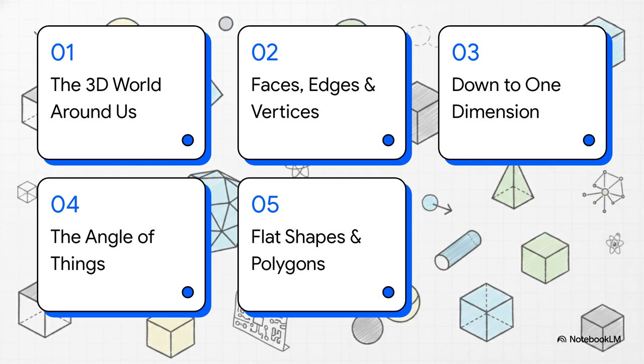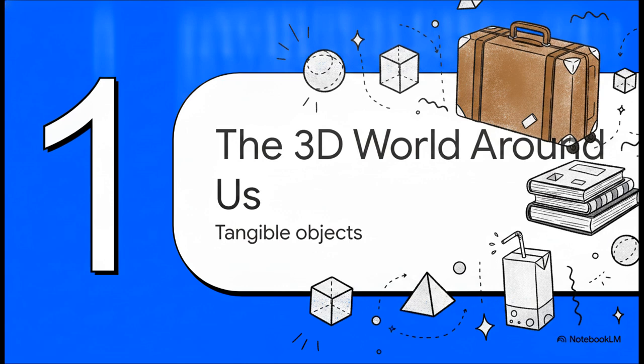Here is the roadmap for our journey. First, the 3D world around us. Then, faces, edges, and vertices, followed by down to one dimension. After that, we'll look at the angle of things. And finally, flat shapes and polygons. Let's kick things off with Section 1, the 3D world around us.